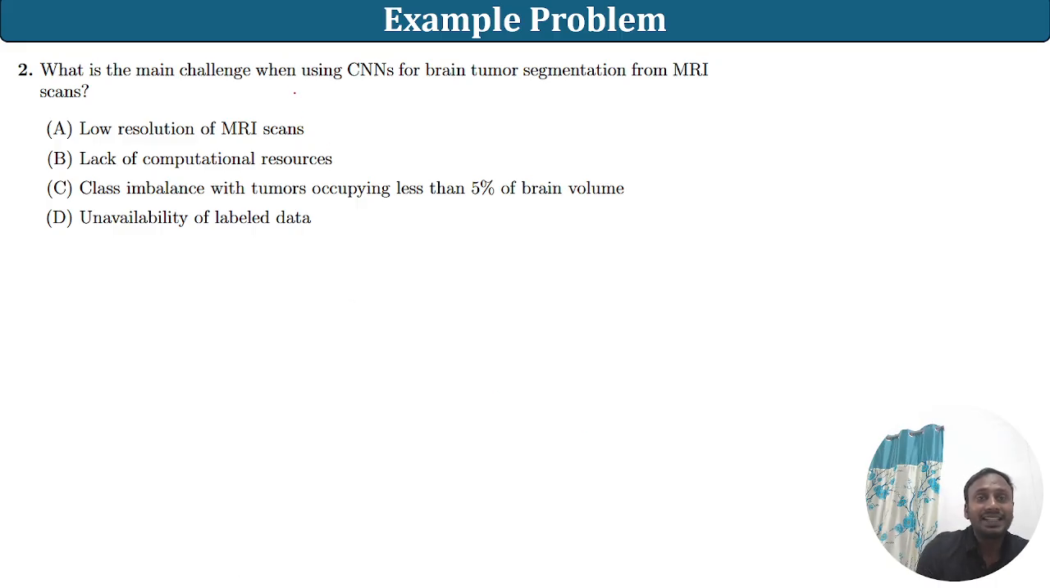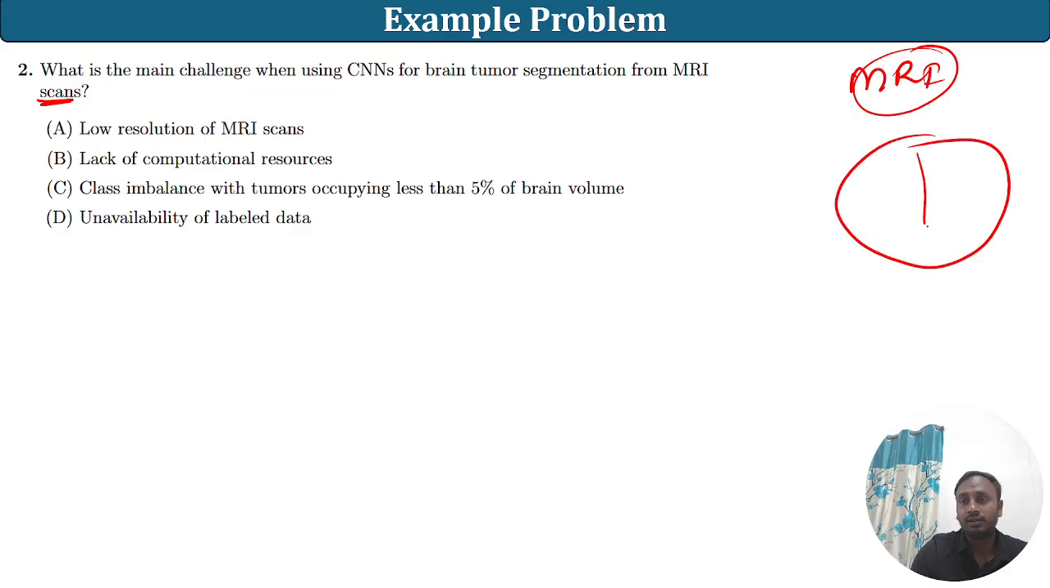What is the main challenge when using CNN for brain tumor segmentation from MRI scans? Can anyone tell? I have to discuss the MRI. We have the brain here. Let's say, okay, wait. So this is the brain.